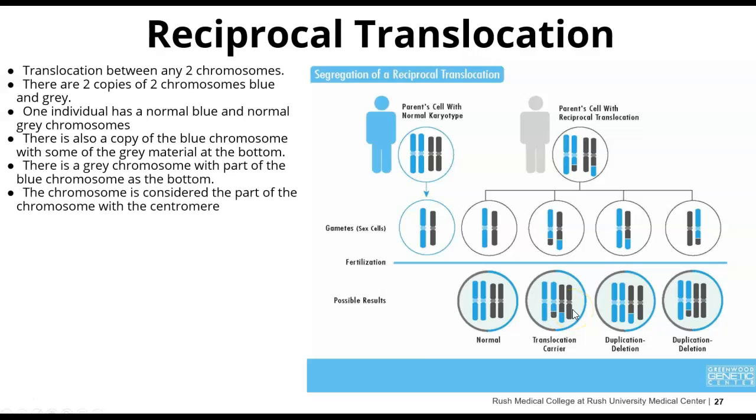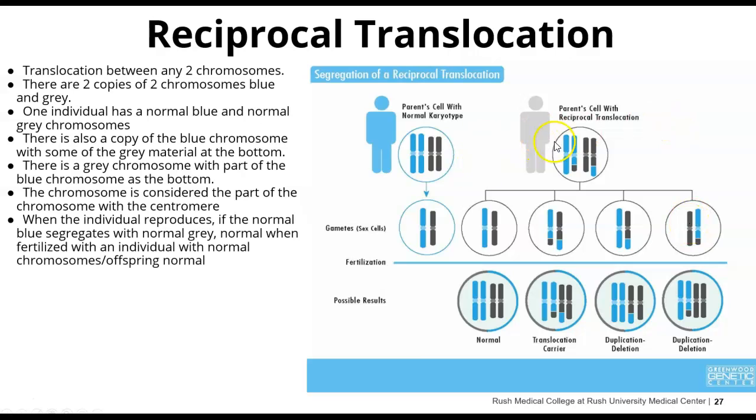But what happens if the chromosome with the normal blue goes with this chromosome that has gray and part of blue on it? We're missing part of this gray chromosome, and we have extra. So we have extra 1 and missing 2, and here we have extra 2 and missing 1. So both of these are deletion duplications.